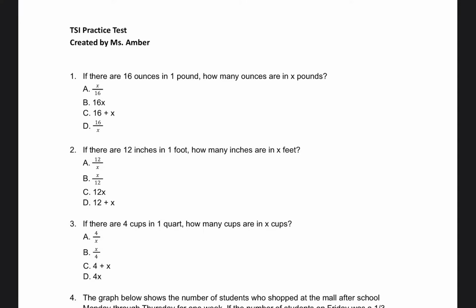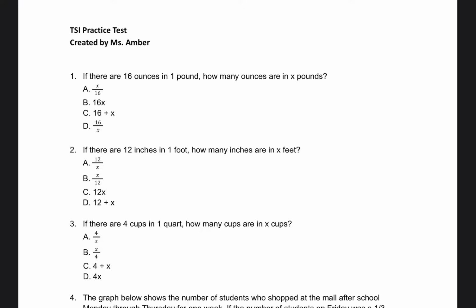I created a 34 question practice test for the TSI. So let's go ahead and cover the first 4 questions together. It says, if there are 16 ounces in 1 pound, how many ounces are in X pounds?